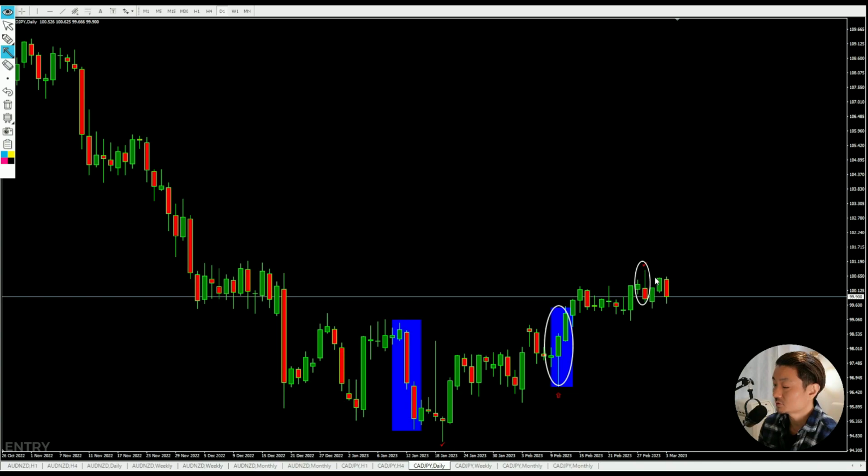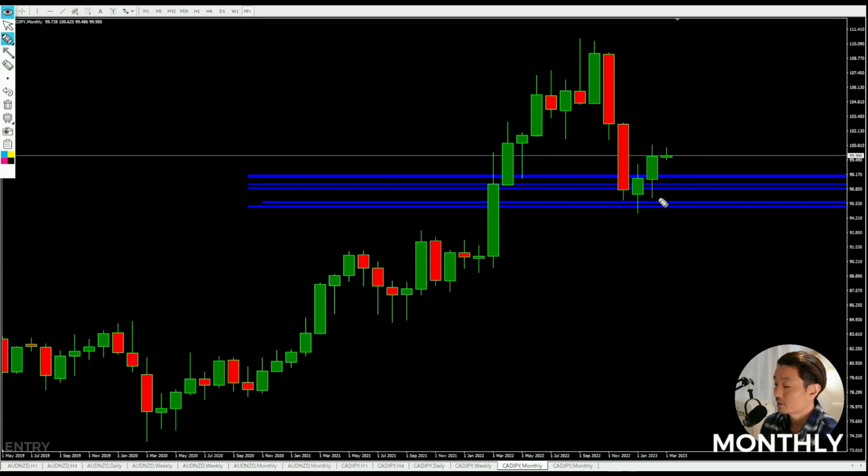Now let's do our initial analysis to figure out how much long strength there is and short strength there is. So let's go over to the monthly chart. Okay, so on this monthly chart, that daily long trade formed in this area right here.